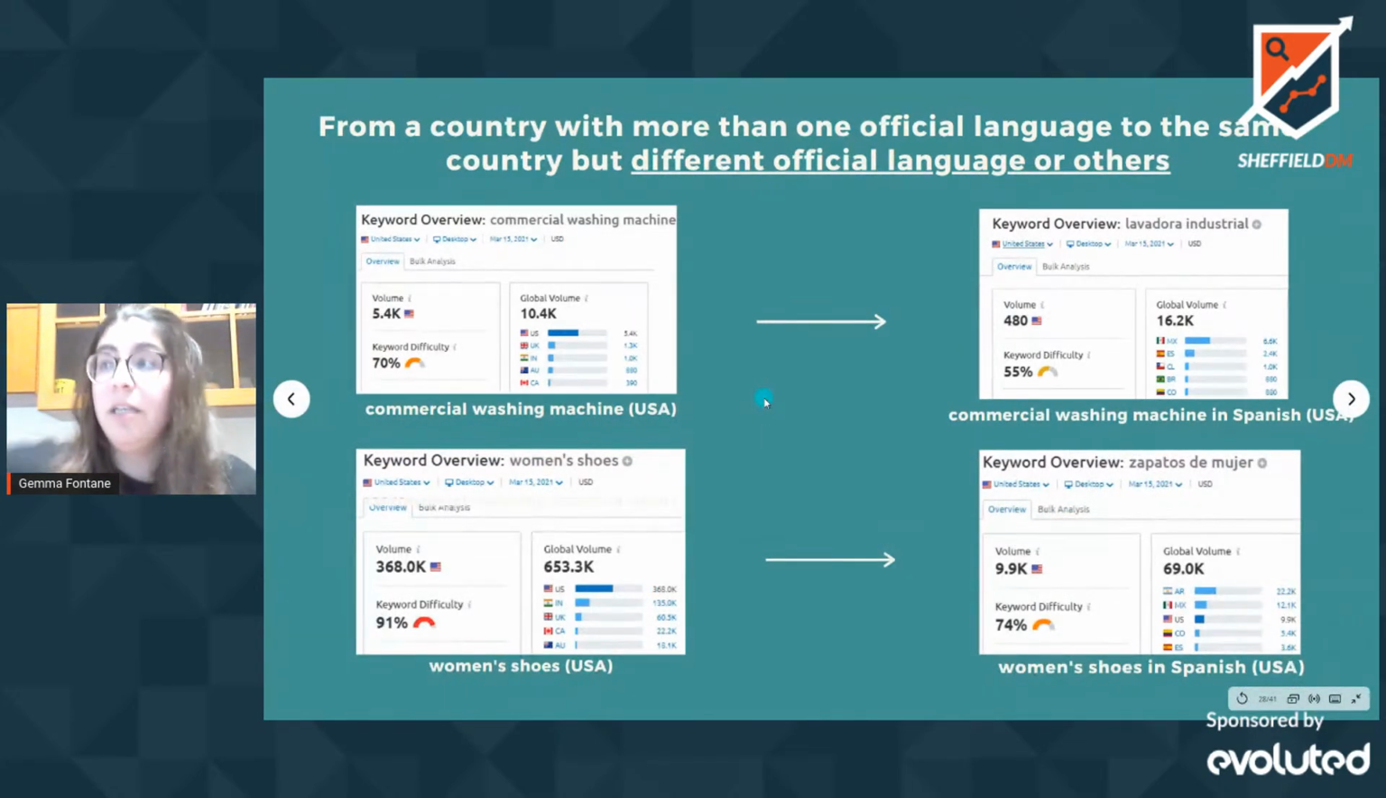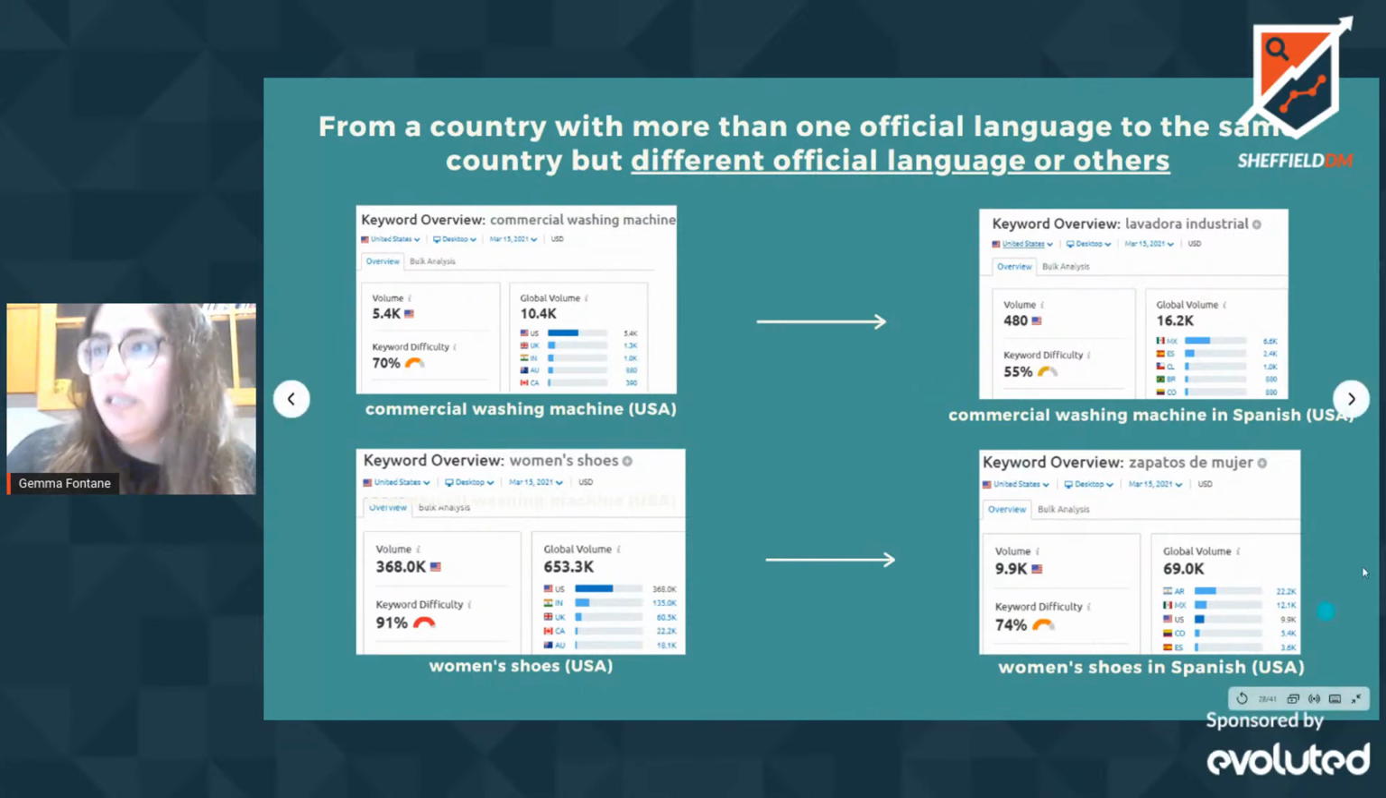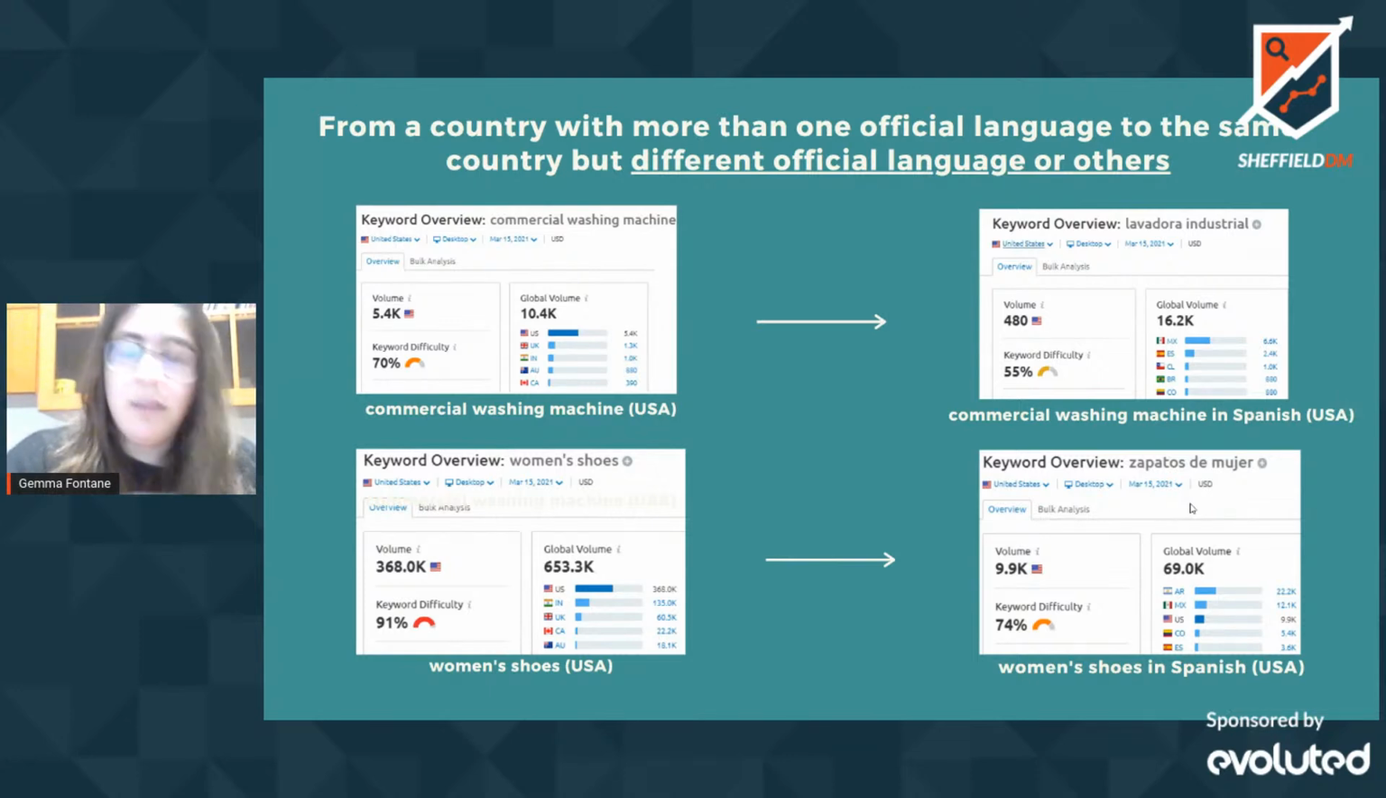And we can see this here, for example, in the US too. If we look for women's shoes in the US, we can see there is 90% competition, 91 out of 100. So if I want to sell women's shoes there, I will have to face Google competition against big brands. On the other side, in Spanish, there are 10K searches per month in the US for "zapatos de mujer", which means the same as women's shoes. But the competition is much lower. So maybe why not use Spanish in the US? There are things that we need to take into account that can help us decide which is our better strategy.